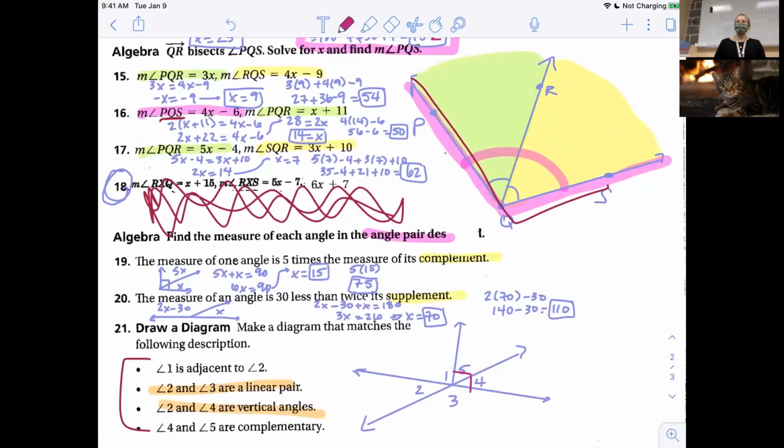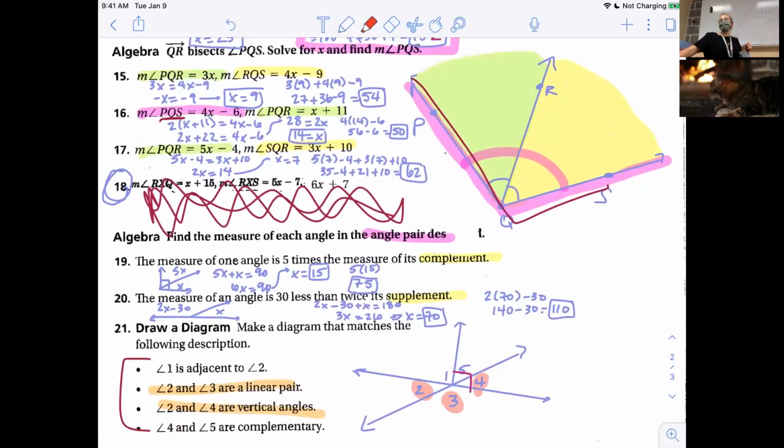So what I did first was I drew the linear pair and the vertical angles. So I know vertical angles were 2 lines that cross each other. And across each other, one was going to be 2, one was going to be 4. And then 2 and 3 make up a linear pair. So I just had to write it in the way that 2 and 4 were across from each other. And then 3 was on the same side of the line as 2.